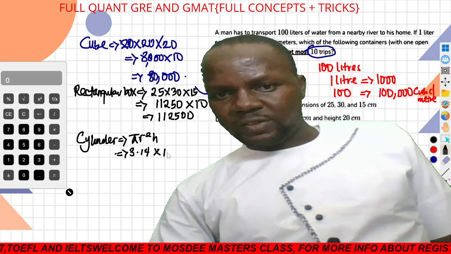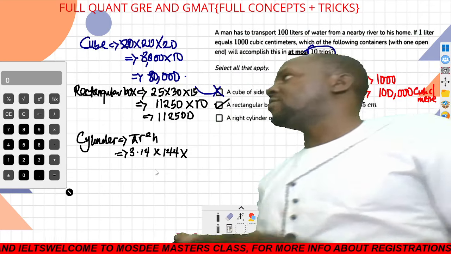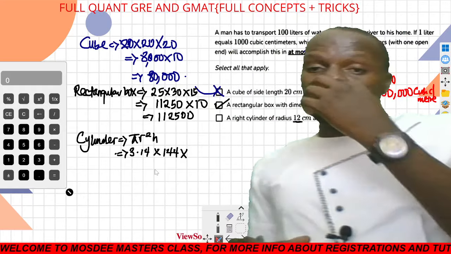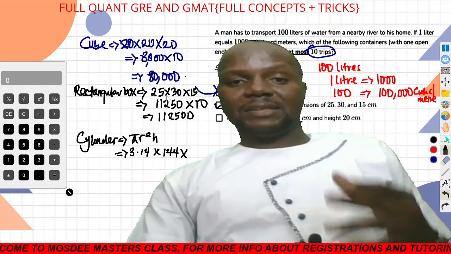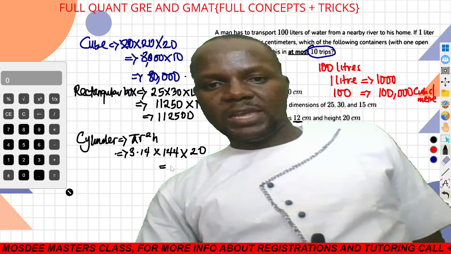That is 144 times the height. It is possible in your exam, for GMAT especially, for your options to be more than one. Even in GRE as well, you have something like that. The height here is 20.